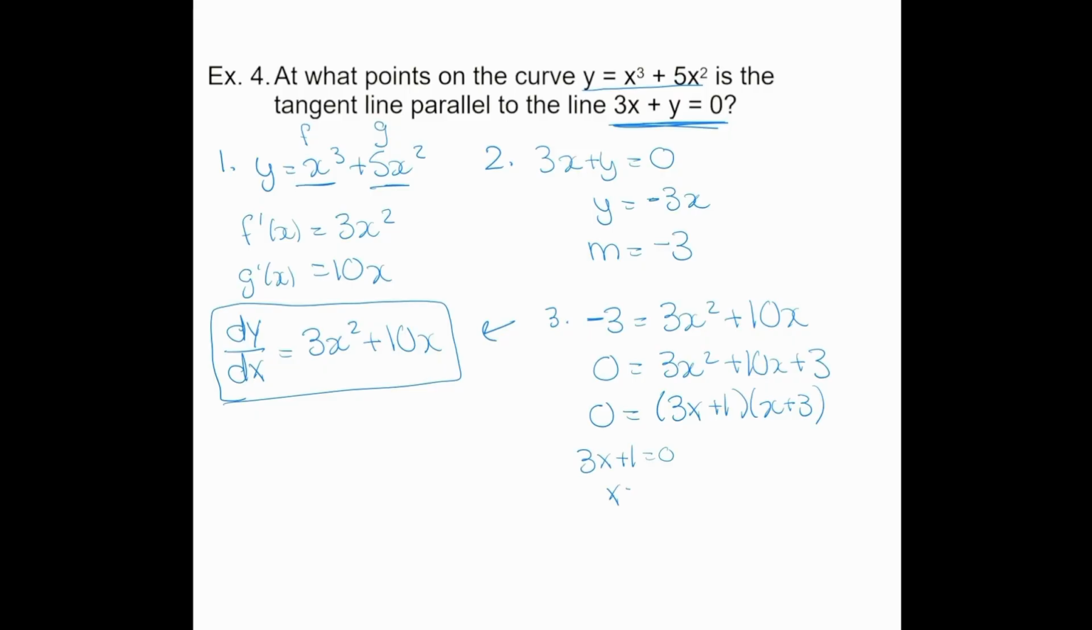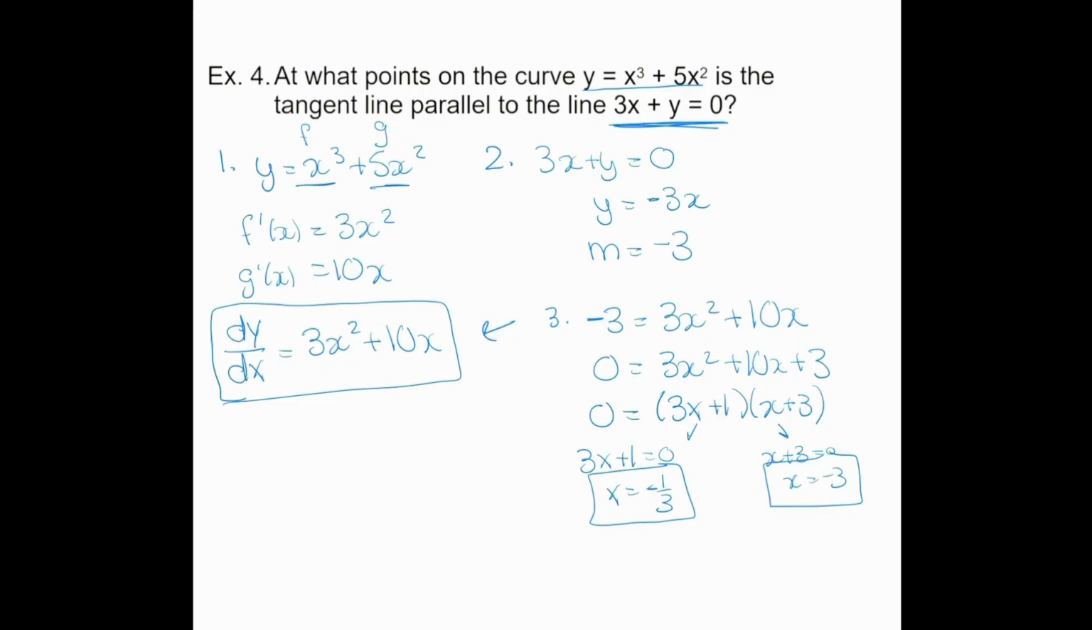So x will be equal to negative 1/3. So that means the slope is going to be equal to negative 3 when x is equal to negative 1/3. And then my other one is when x plus 3 equals 0, or when x equals negative 3. So these are my 2 points on this original curve where the slope of the tangent will be equal to negative 3. So if we sub these values into the original y equals x cubed plus 5x squared, we can get the actual point.